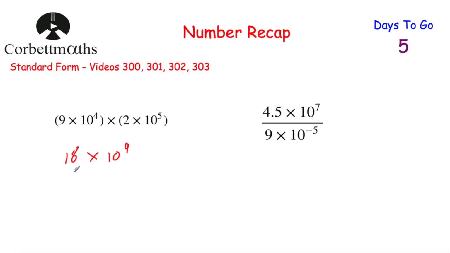Now this isn't in standard form. Remember the number at the front has to be between 1 and 10. So what we're going to do is write 1.8. So we've made this 10 times smaller, so we have to make this 10 times bigger. So that would be 10 to the power of 10. So our answer would be 1.8 multiplied by 10 to the power of 10.